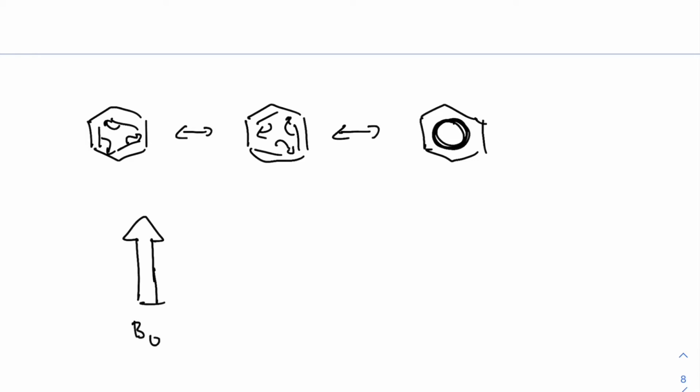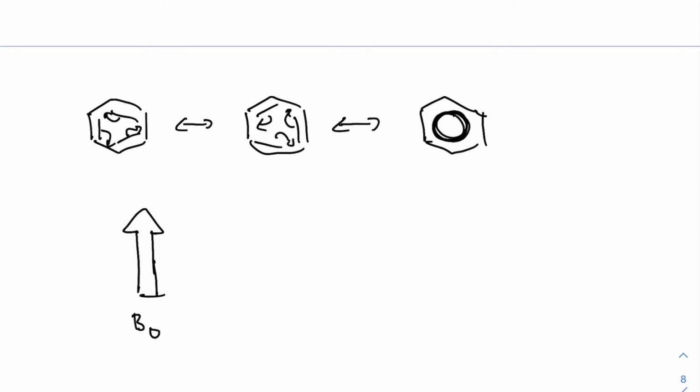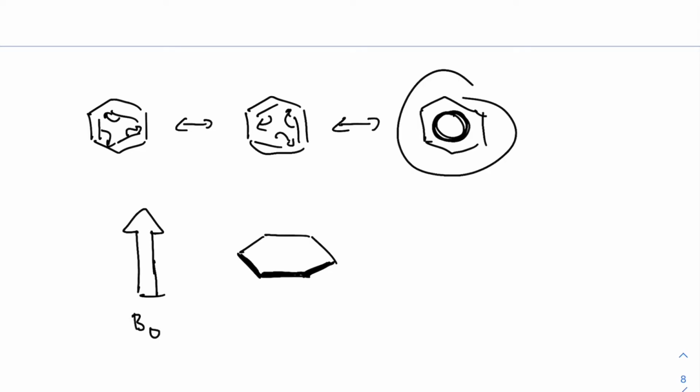But again, when we are in an applied magnetic field, we have B naught. I'm sorry, that's the applied magnetic field. And if we have a benzene ring, let's draw this guy. I'm going to draw this almost like a wedge, just to indicate that we took the ring and tilted it backwards a little bit, and so we're looking at it at a slight angle.